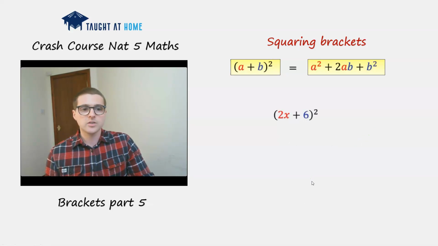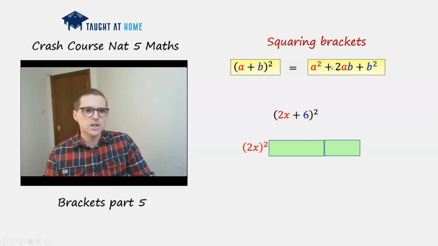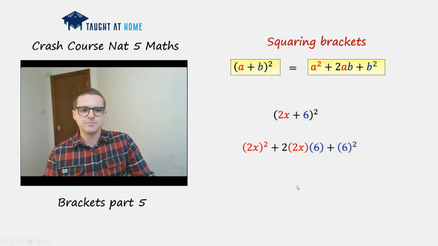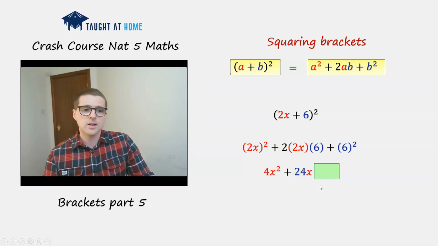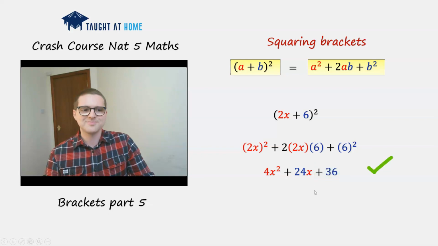Alright, and let's have another go. Now we've got 2x plus 6, all squared. So if we were just to use this identity straight off, what's a in this case? Well, a is 2x, so a squared is going to be 2x squared. And it's 2ab, so we're going to have two lots of 2x times 6. And then we're going to have b squared, so it's going to be 6 times 6, which is 6 squared. So 2x squared is 4x squared, plus 2 times 2x, 4x times 6, is 24x, plus 6 squared is 36.